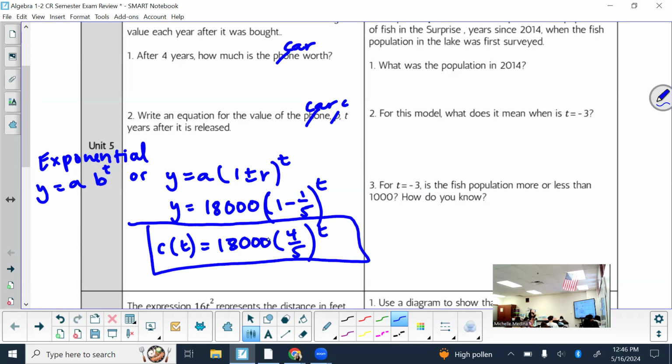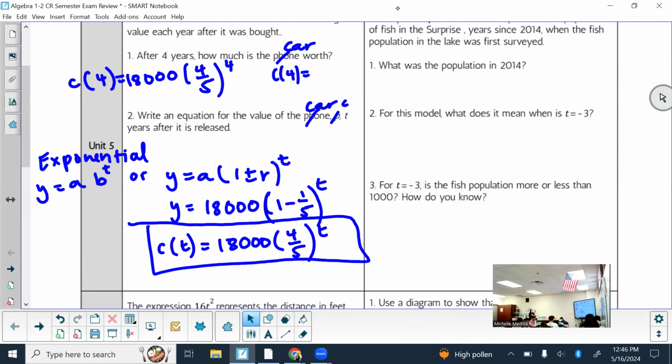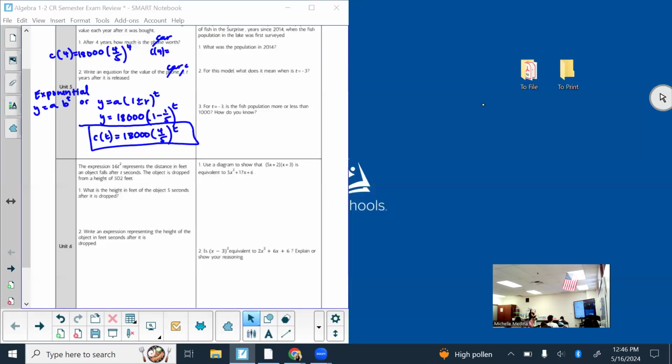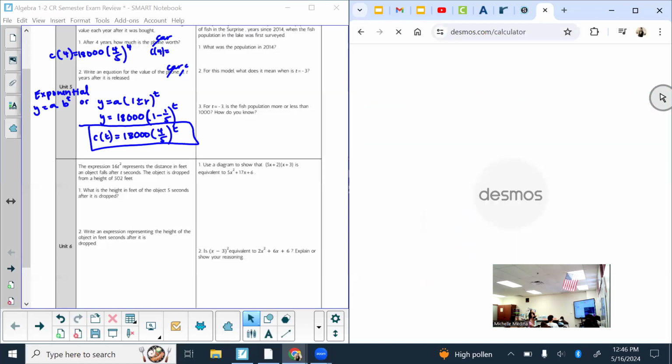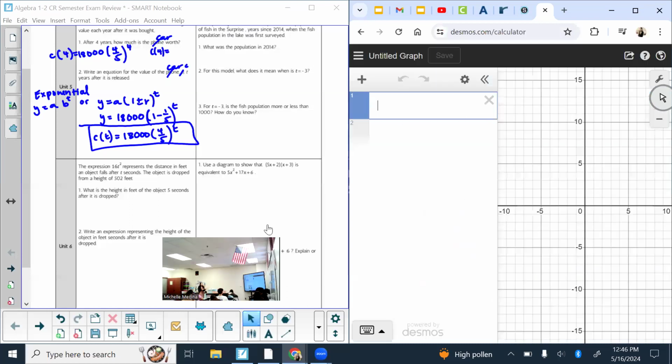The reason why I did this first is because now that I have my equation, I would plug in the time, which is 4 years. I plug it in for t, and that would give me the value of the car after 4 years. So here's me using function notation to show that I'm plugging it into function C. I'm going to use my calculator to calculate that. As you should, I don't think you can really do exponential functions by hand. Let the calculator do it for you.